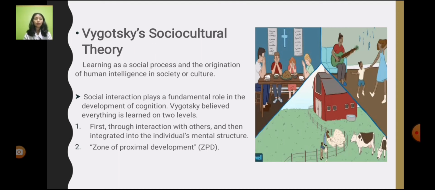Vygotsky believed that everything is learned on two levels. First is through interaction with others, and then it is integrated into the individual's mental structure. The potential of cognitive development is limited to the zone of proximal development, or ZPD. This zone is the area of exploration for which the student is cognitively prepared but requires help, so social interaction to help fully develop is also called scaffolding.